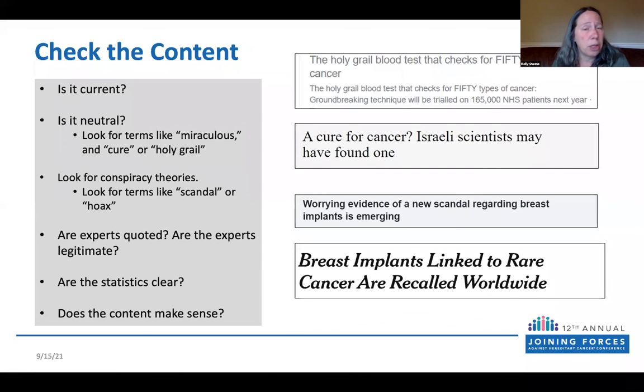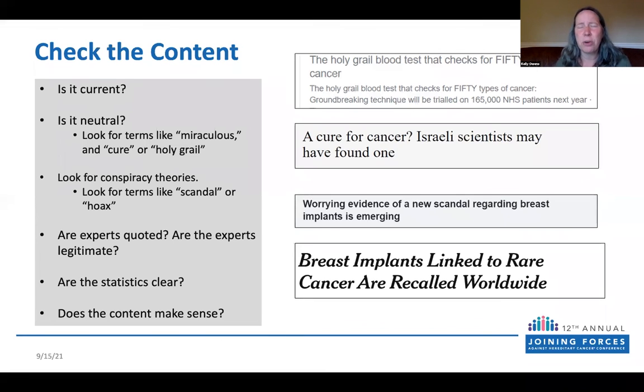Are experts quoted? Are those experts legitimate? You want to look for information from someone who is a practitioner in the field that they're being quoted on. You wouldn't go to a physicist to ask a question about heart disease or about cancer. You want to make sure that the expert is an expert in the field that they're addressing. Are the statistics clear? So things like the relative risk versus absolute risk that we talked about earlier. And does the content make sense?